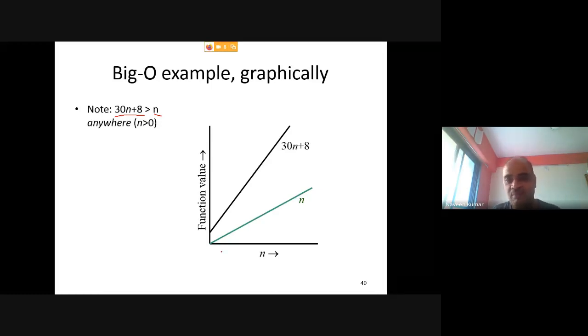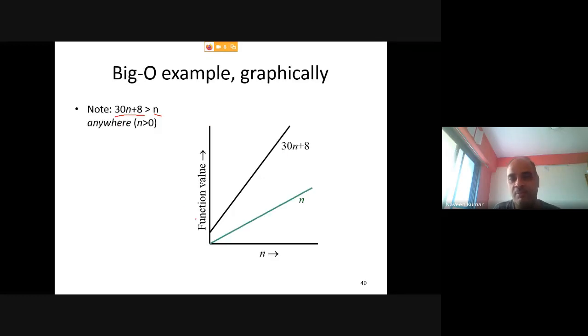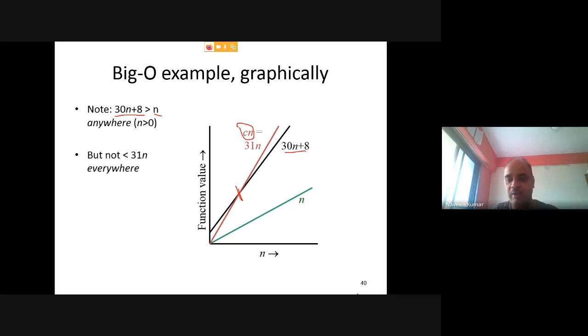Now what about Cn? We want to compare 30n plus 8 with Cn. Cn was 31n, right? Let us draw this function 31n. So 31n will go in this way. It crosses this 30n plus 8 function somewhere, and after this point, 31n will always be greater than 30n plus 8. It means this function Cn will always be greater than this function after this point. That is what we are trying to show.